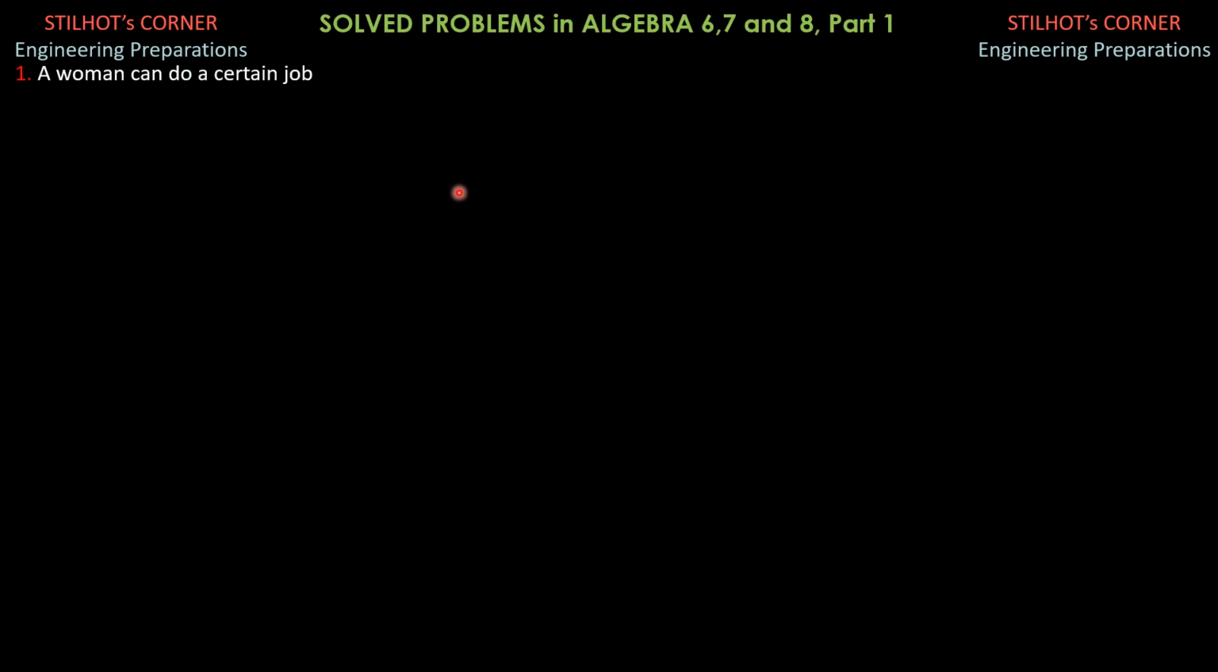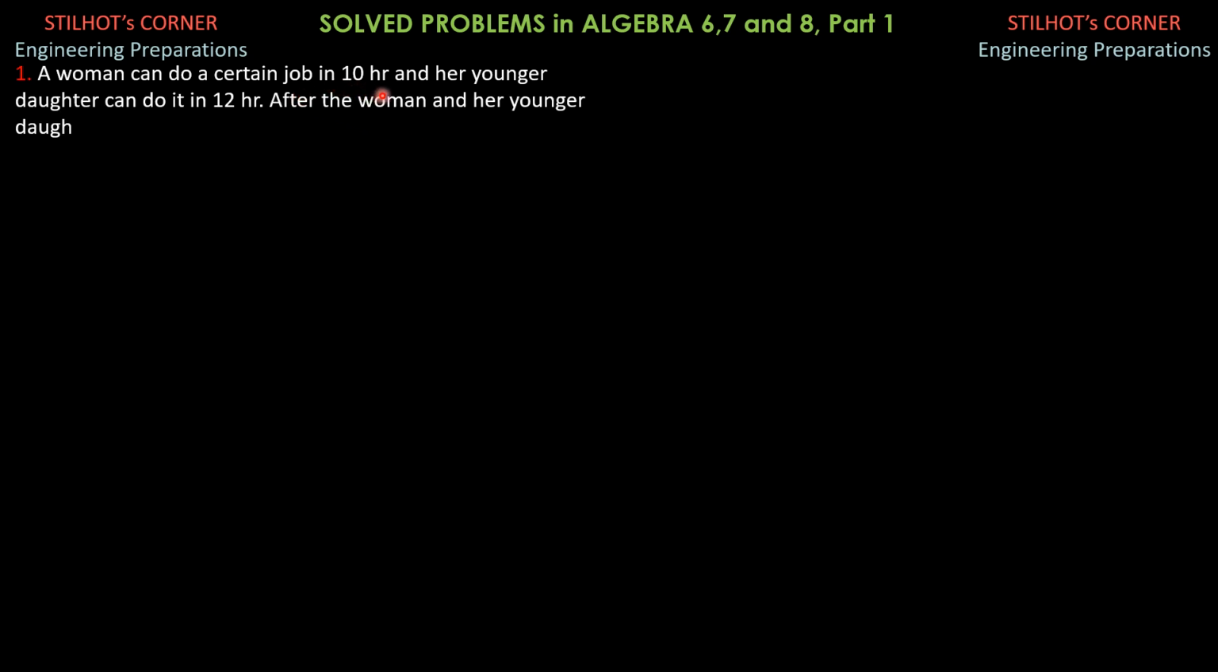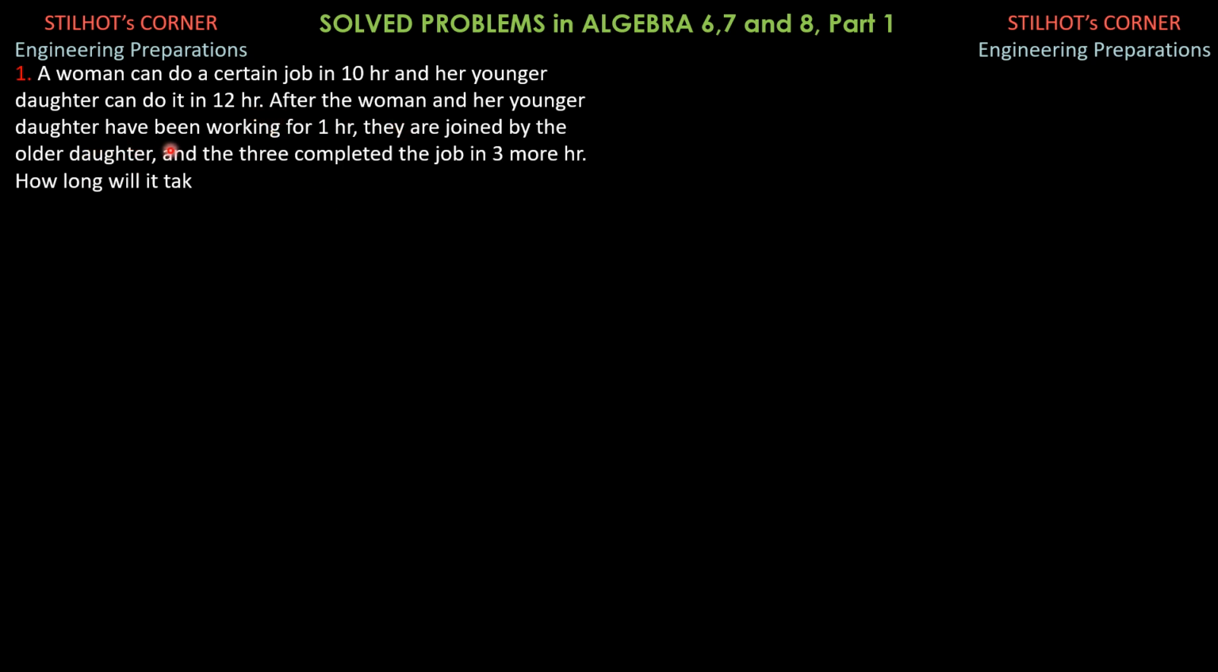So the first problem is about work problem. A woman can do a certain job in 10 hours and her younger daughter can do it in 12 hours. After the woman and her younger daughter have been working for 1 hour, they are joined by the older daughter and the three completed the job in 3 more hours. How long will it take the older daughter to do the job by herself?